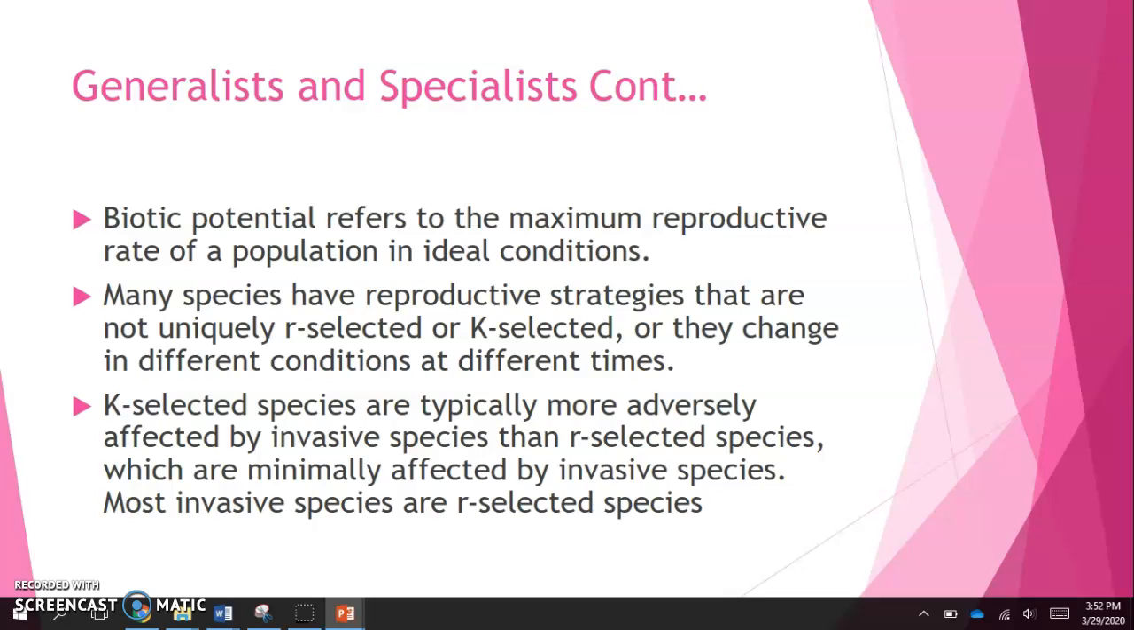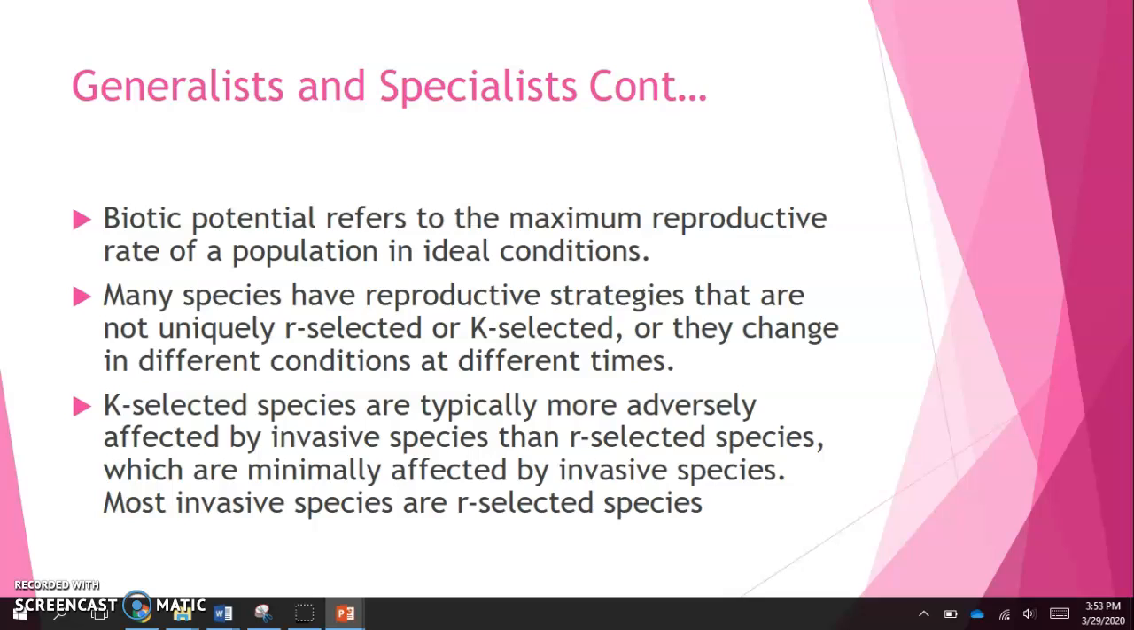And then K-selected species are typically more adversely affected by invasive species than R-selected species, which are minimally affected by invasive species. So remember, an invasive species is a species that's introduced to an area that's not native to the area. And typically invasive species are generalists, and they can really wreak some havoc on communities depending on what they are. A good example of that would be kudzu. Kudzu is a type of plant that grows very fast, and it will just overtake everything. It grows really quickly, it's very robust.